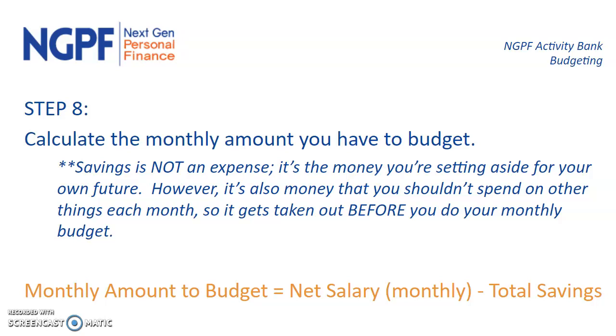Step 8 is we're going to calculate the monthly amount that you have to budget. Savings is not an expense. It's the money you're setting aside for your own future. However, it's also money that you shouldn't spend on other things, so it gets taken out before you do your monthly budget. So you need to take your net salary minus your savings amount.